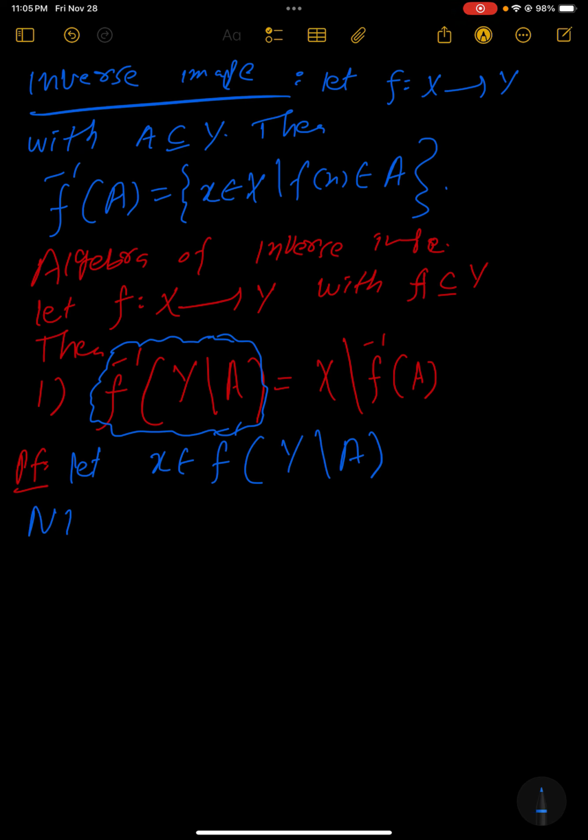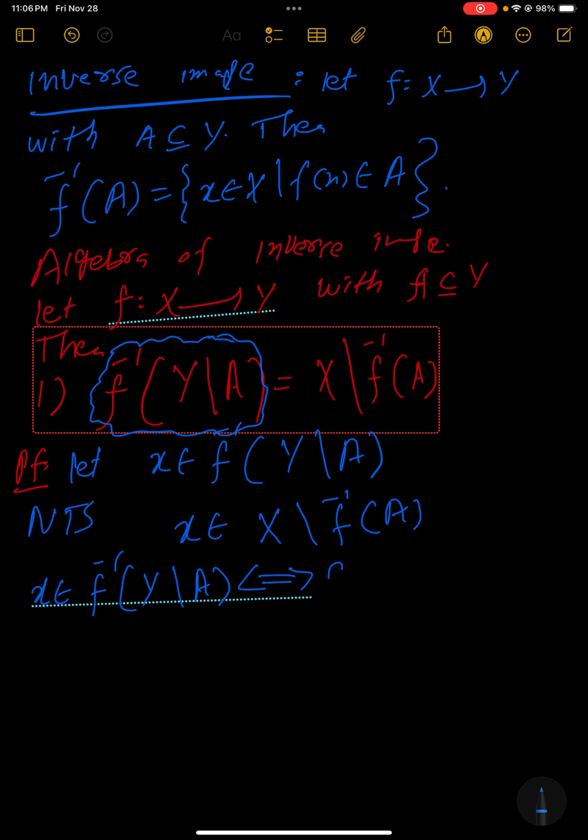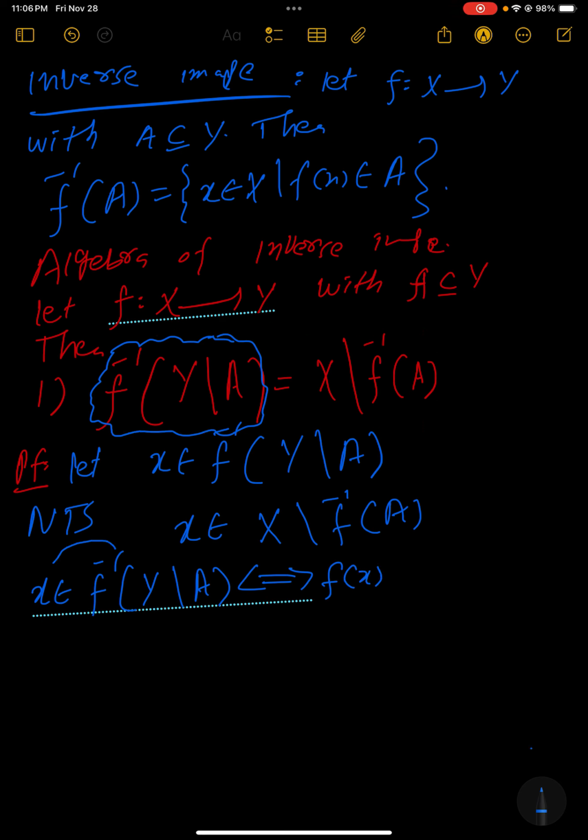Now we want to show that x belongs to the complement of f inverse of A. How can we show this? We need to show two inclusions, but we can do that very easily. If x belongs to f inverse of the complement of A, what does this mean? It goes both ways. Definitely this means that f of x belongs to the complement of A.